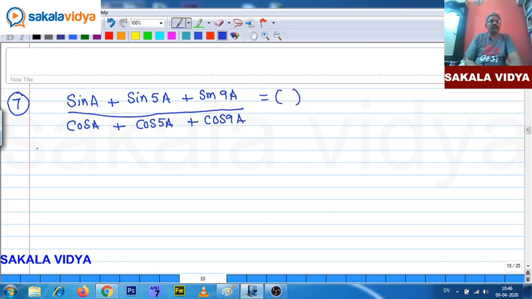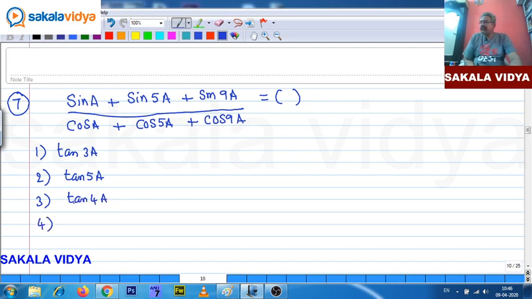So, now the first option is tan 3A, second option is tan 5A, third option is tan 4A, fourth option is tan 2A. This is the question.